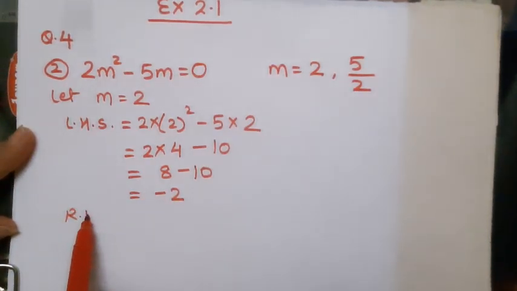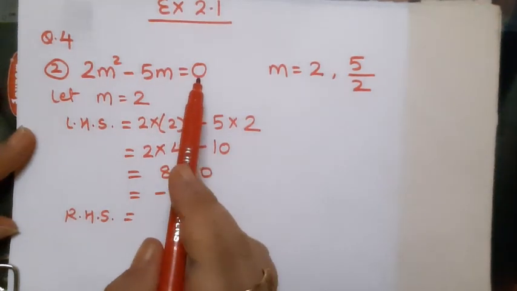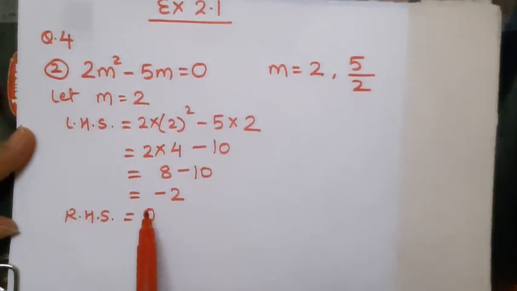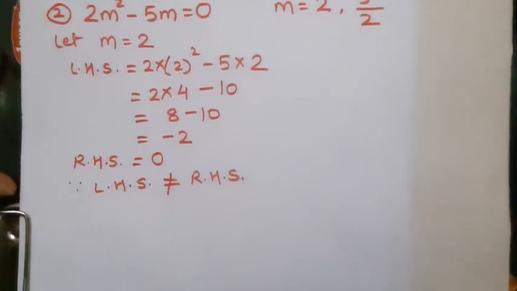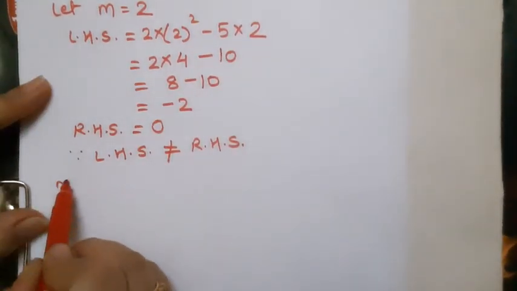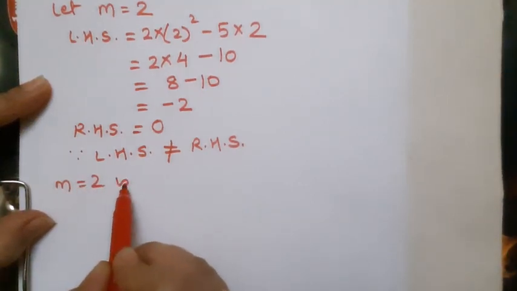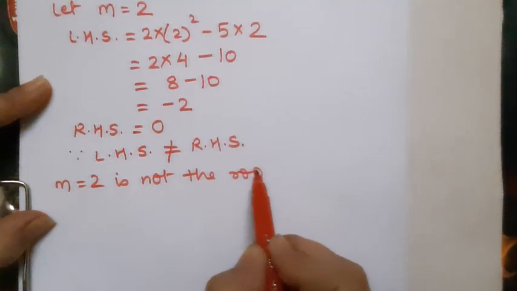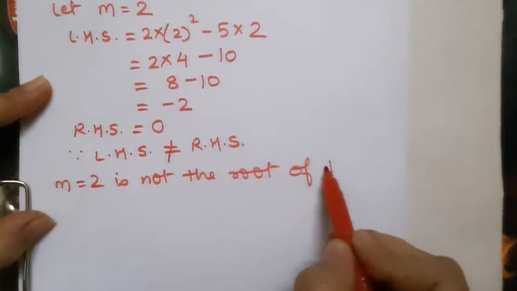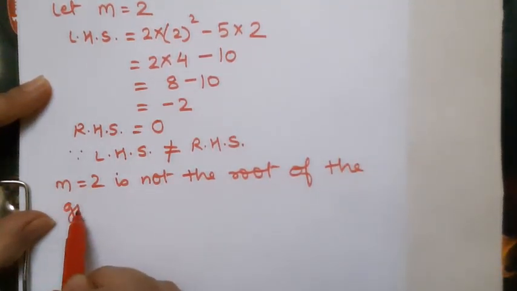What is RHS? In the equation RHS is equal to 0. So is LHS equal to RHS? No. So LHS not equal to RHS. Therefore what we will say? m is equal to 2 is not the root of the given quadratic equation.